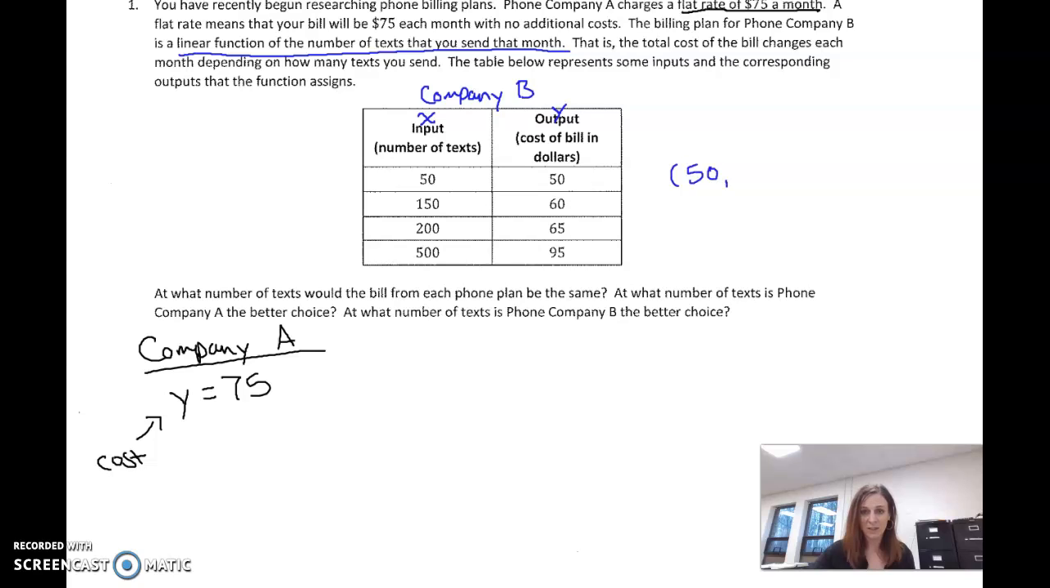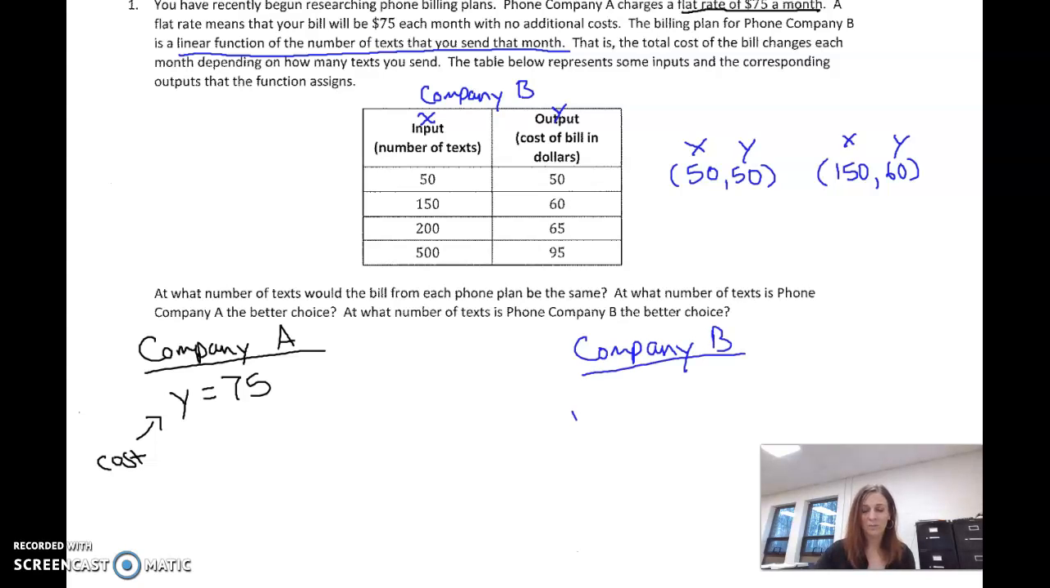This is the point 50, 50. And then I'll take the second one here. And this is the point 150 and 60. This is my X value. This is my Y. This is my X value. This is my Y. So remember, to write an equation, we need to find the slope and then find the y-intercept.